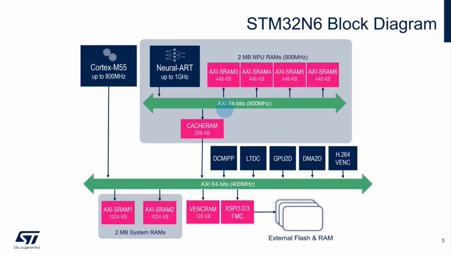It's not totally private, of course, because there are some bridges. There is a bridge here. So the Cortex is also able to access this SRAM 3 to 6, but with the penalty of this link. And the same for the other components.